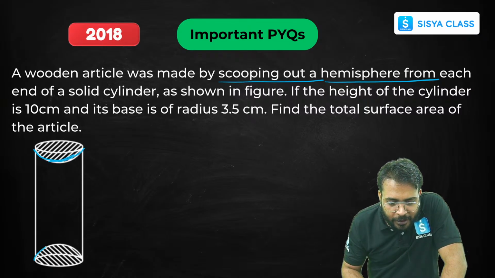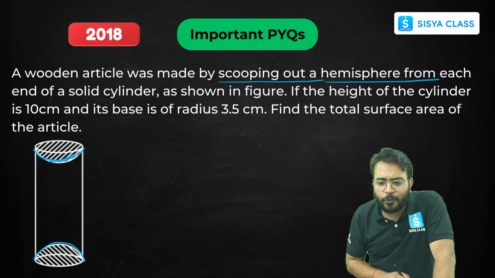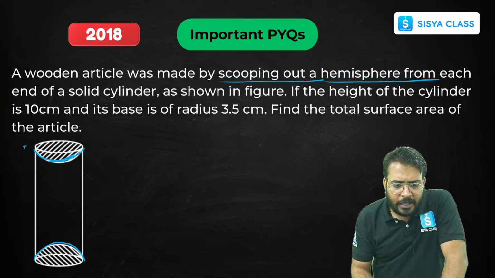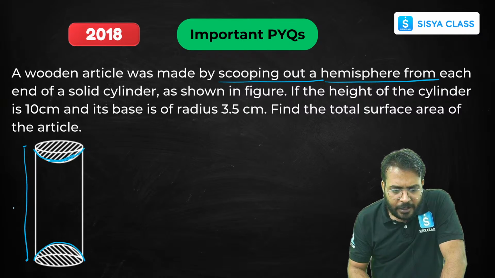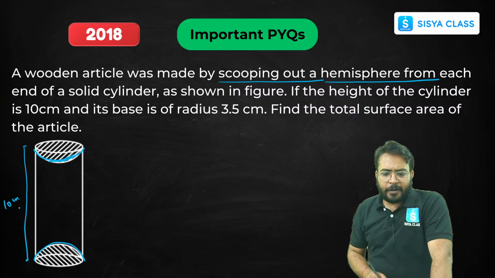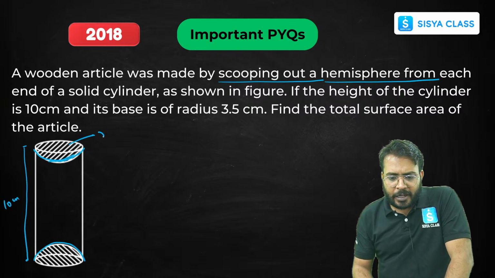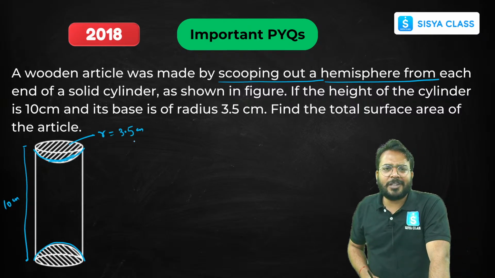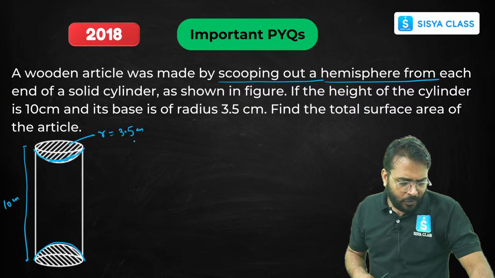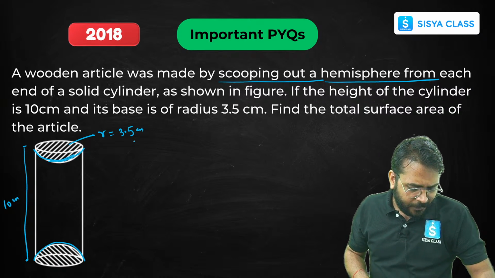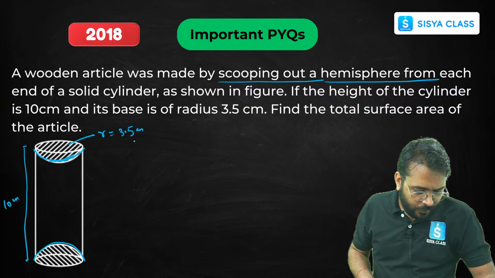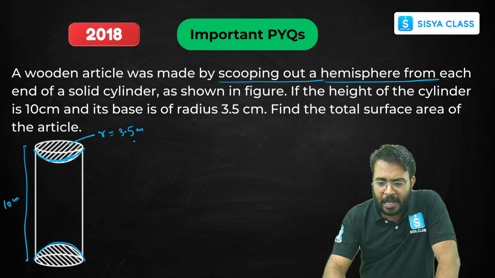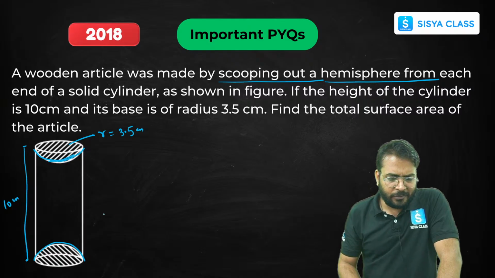Now what we need to find out: they have given the height of the cylinder as 10 centimeter, and the radius of the base as 3.5 centimeter. Find the total surface area of this article. You need to find the total surface area. It is very easy, total surface area. Let us see, okay, fine. We can solve it here itself.